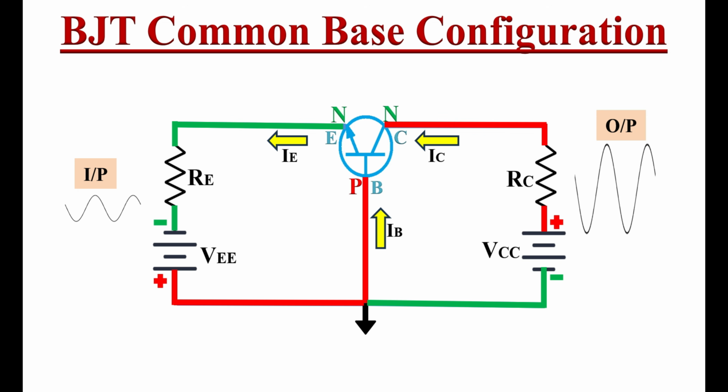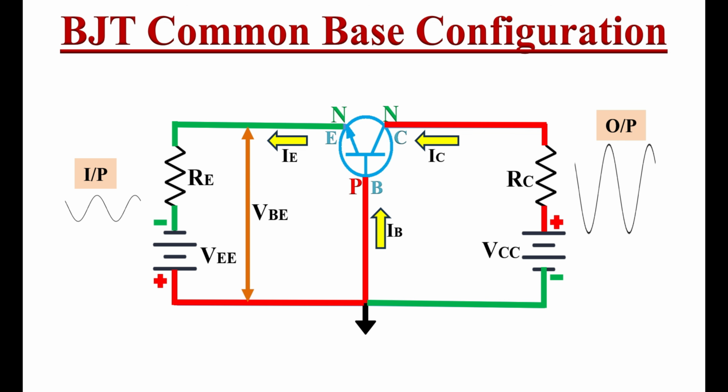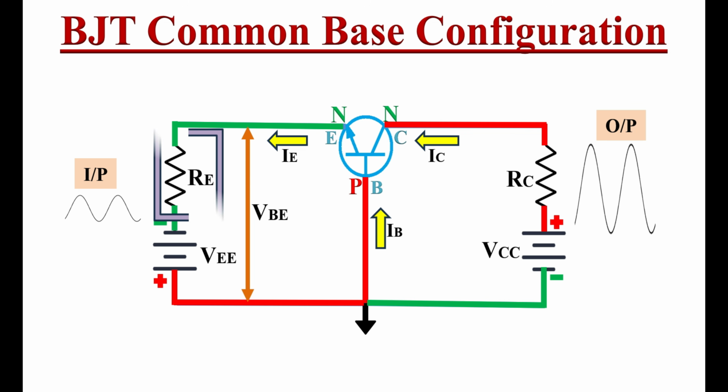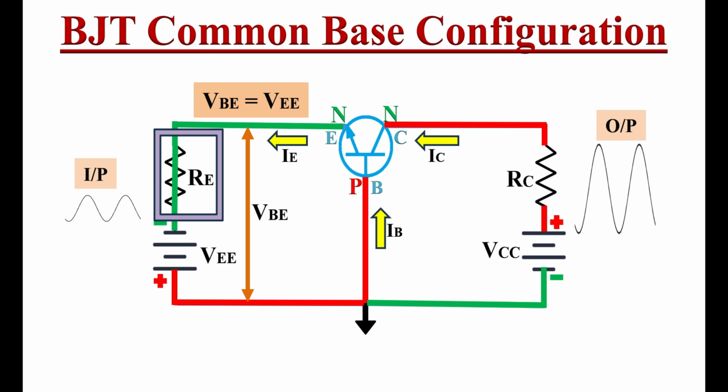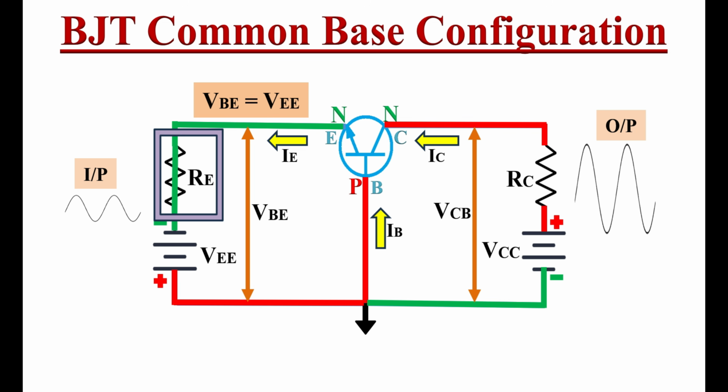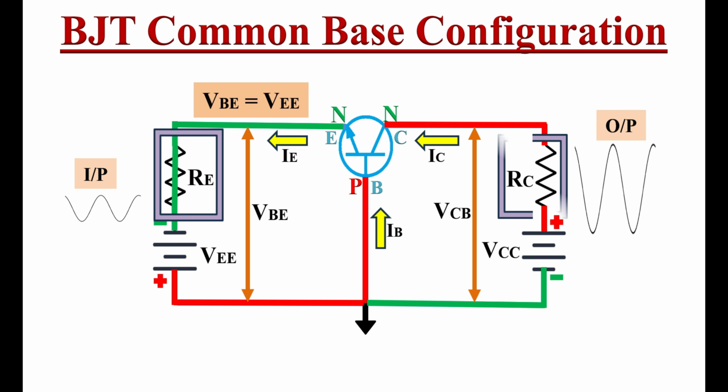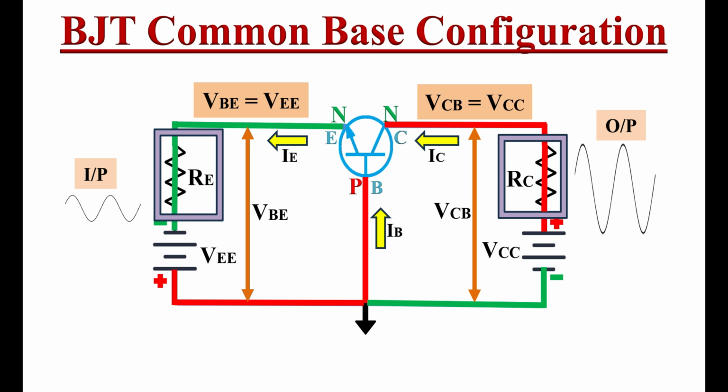Now here the voltage across base and emitter junctions VBE is this potential. If we neglect RE for the sake of simplicity, then VBE equals to VEE. In the same way, voltage across collector and base terminal VCB is this potential. Here also, if we neglect RC for the sake of simplicity, then VCB equals to VCC.